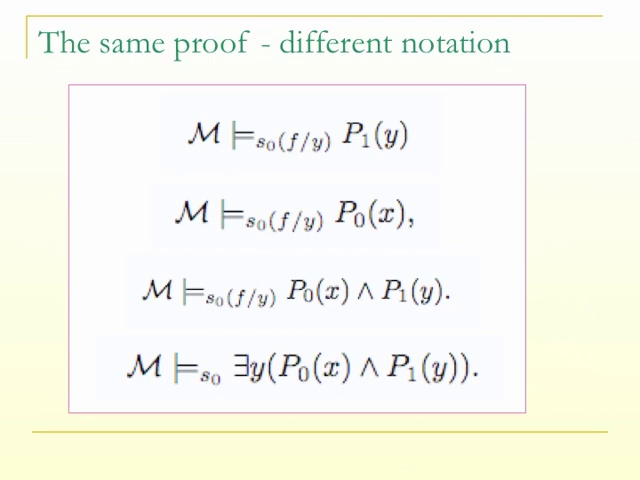We can write the whole solution also using the notation M satisfies sub S A. Then, in order to show that S0 satisfies there exists y, left parenthesis p0x and p1y, right parenthesis, in M, we first note that S0 f/y satisfies p1y in M, as f is in p1 M. We also note that S0 f/y satisfies p0x in M, as S0 f/y of x, which equals c, is in p0 M. So S0 f/y satisfies the conjunction p0x and p1y in M. Hence, by the truth definition, S0 satisfies there exists y, left parenthesis p0x and p1y, right parenthesis, in M.